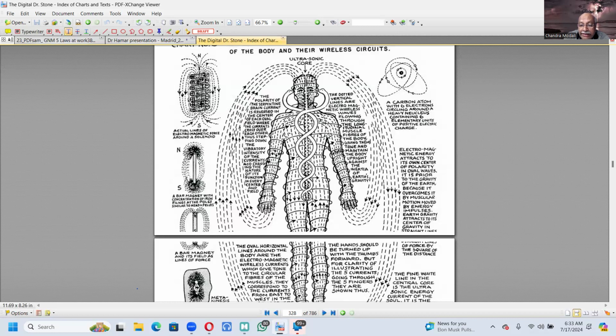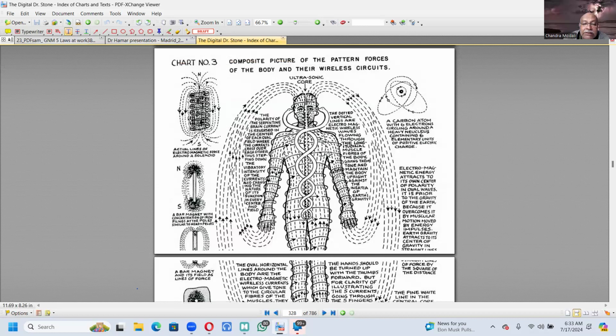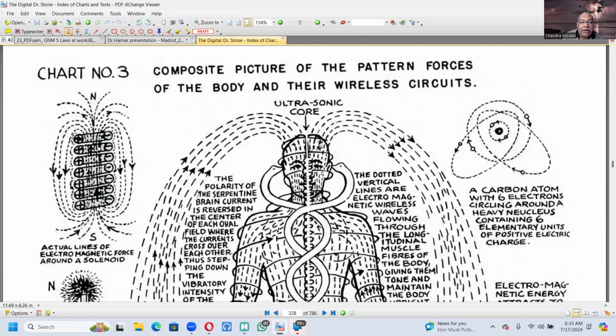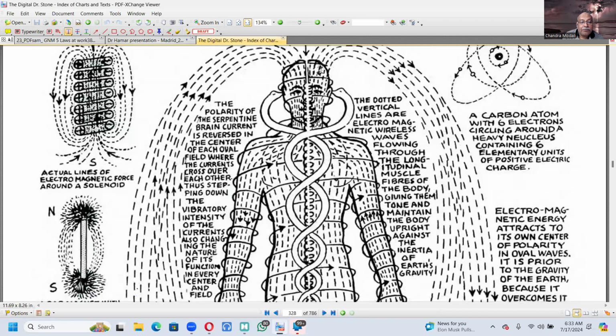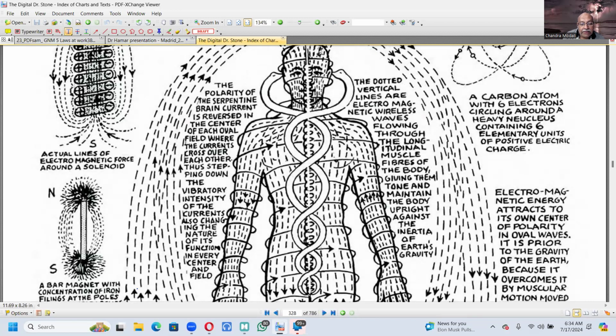You are not able to visualize that, then read this properly. Which one? The electromagnetic energy attracts to its own center. Right? So if you read this, what is he saying? Composite picture of the pattern forces of the body and their wireless circuitry. Right? Now you take the polarity of the serpentine brain current is reversed in the center of each oval field where the currents cross over each other, thus stepping down the vibratory intensity of the currents, also changing the nature of the functioning in every center and field. Are you able to align with that particular reading?